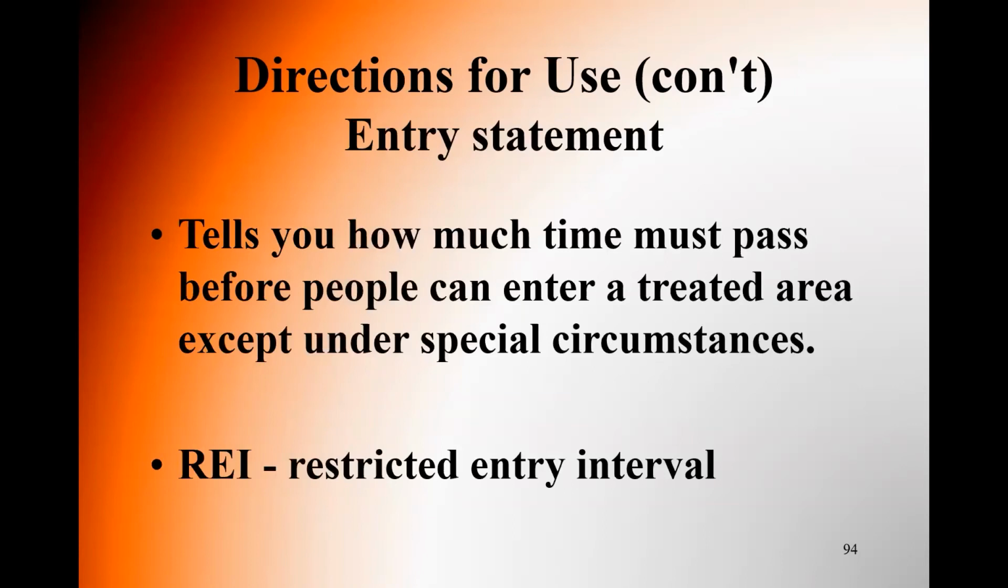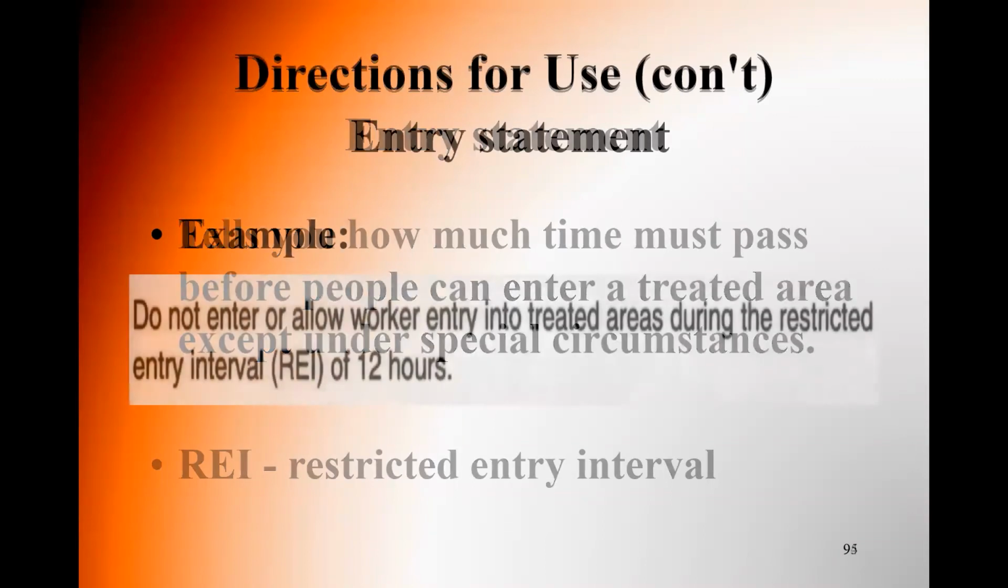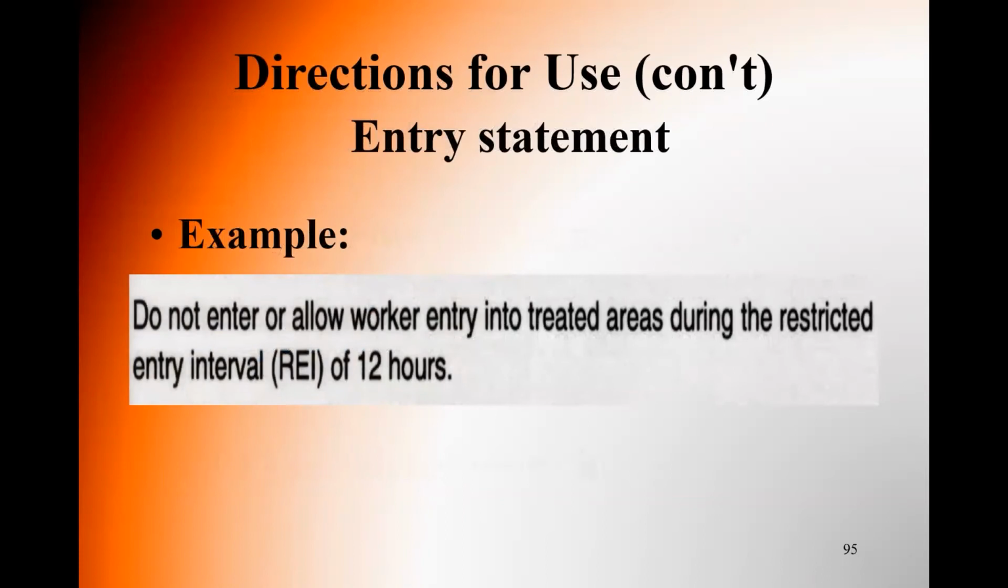The directions for use, the entry statements, tell you how much time must pass before people can re-enter a treated area except under special circumstances. Re-entry intervals are the amount of time after you spray that you can't let workers in there. It'll say something like, do not enter or allow workers to enter treated areas during the restricted interval of 12 hours. So if you want to start harvesting the next morning, you want to spray that afternoon before.